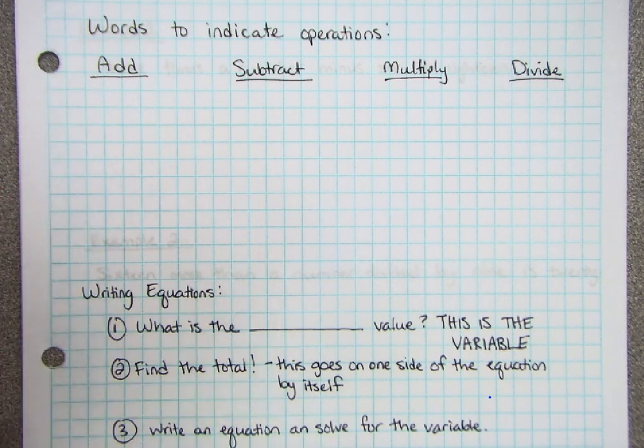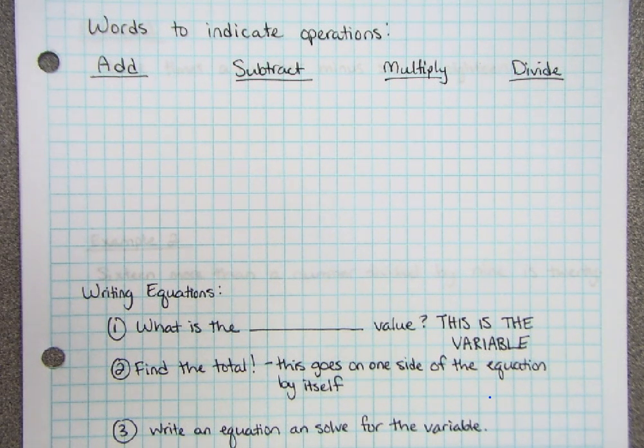Hey math friends. So today we are going to talk about writing equations from words. And we're going to start out simple, and then as we go we will start adding more real world problems and things like that. But to start us out, I want you to either take a screenshot or copy down into your notebook this page right here that you see, words that indicate different operations, and then how to write an equation from a story.